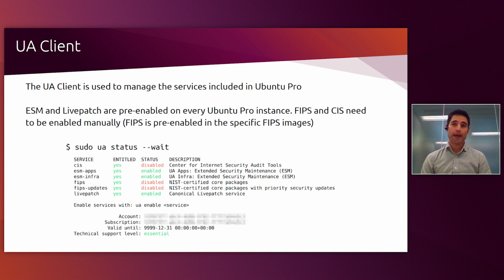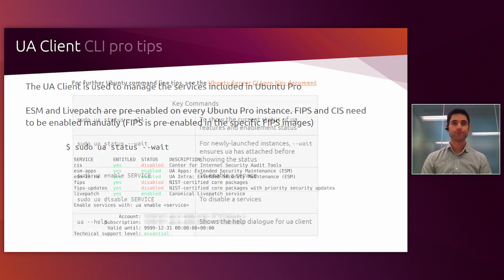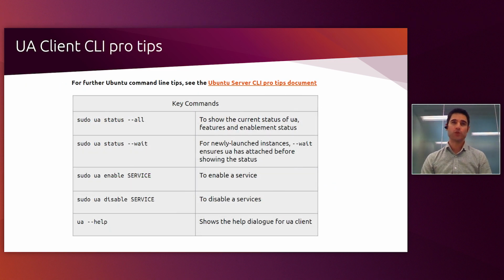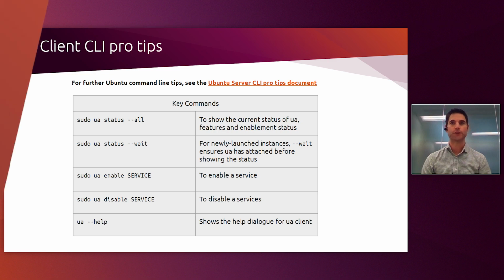So, turning to how you interact with these UA services, one of the easiest ways to do that and to get an understanding of what's available as part of an Ubuntu Pro instance is to use the UA client. And I'll let you play with this yourself. But if you just type UA status, you can see in the output there the services that you're entitled to and whether those are enabled or disabled and what each of those things does. And I'll put up on the screen here some useful CLI tips or commands that you can use to get information about your entitlements and how to use those.